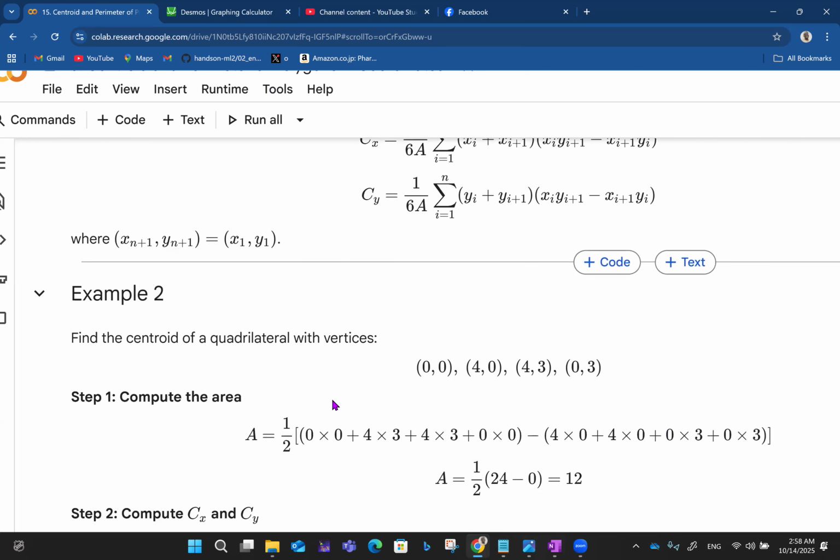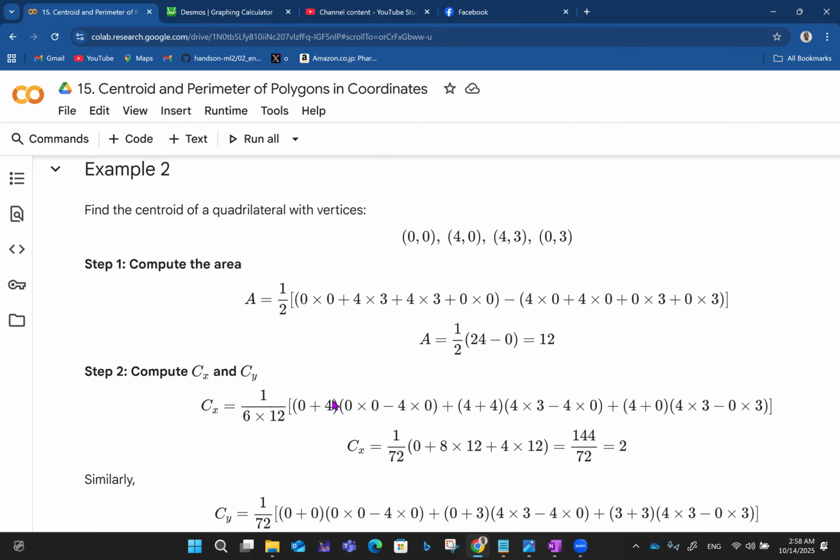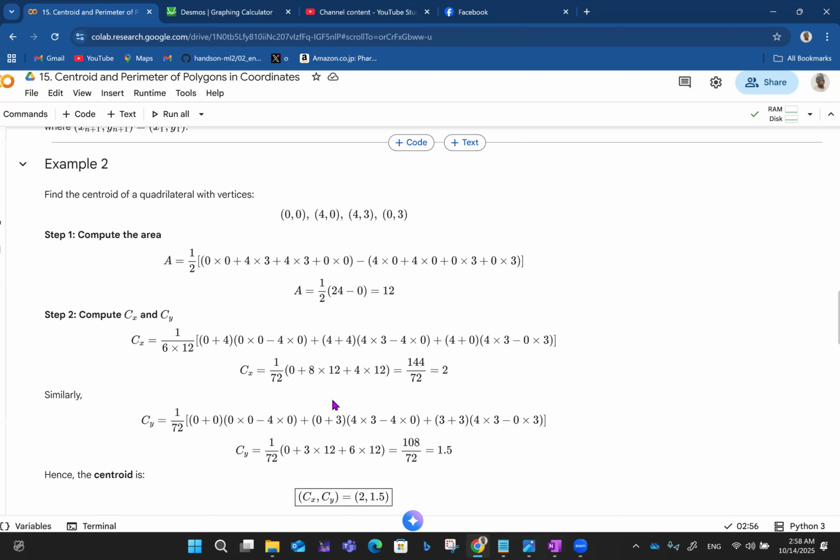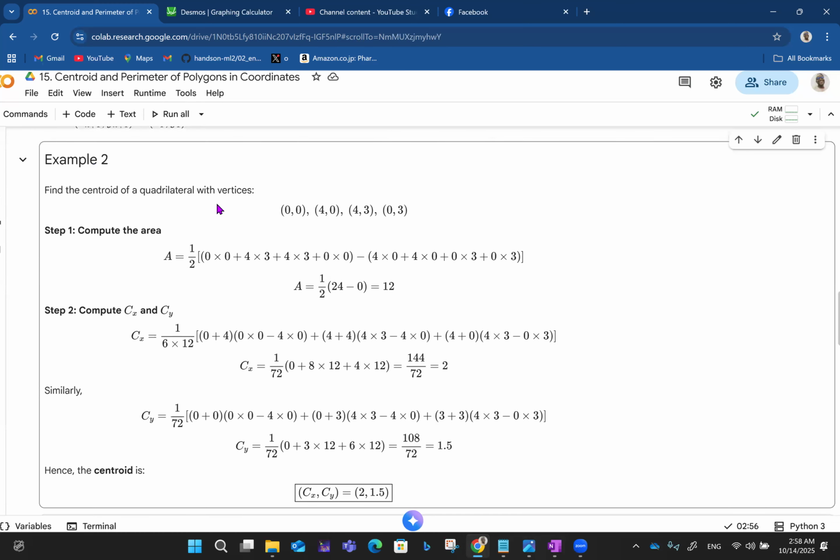So, example: find the centroid of a quadrilateral with vertices 0, 0, 4, 0, 4, 3, 0, 3. To compute the area, we use that formula. A better way to do it is we make a table: 0, 0, 4, 0, 4, 3, 0, 3.